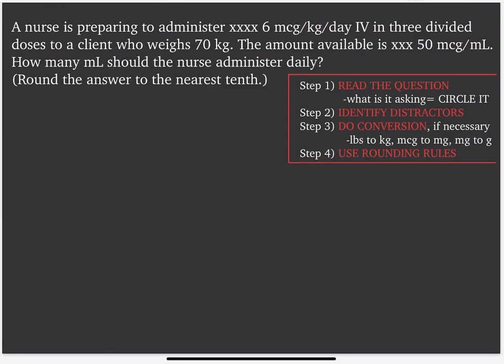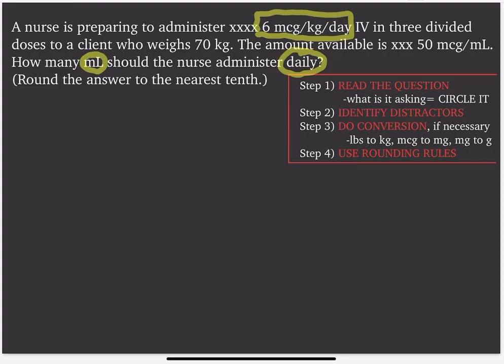A nurse is preparing to administer a drug 6 micrograms per kilogram per day IV in 3 divided doses to a client who weighs 70 kilograms. The amount available is 50 micrograms per milliliter. How many mL should the nurse administer daily? Okay, so step 1, read what the question is asking. They're asking how many mLs will you administer per day?